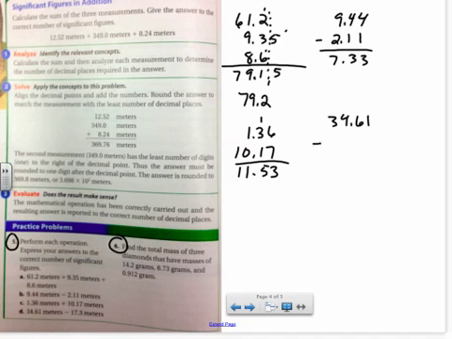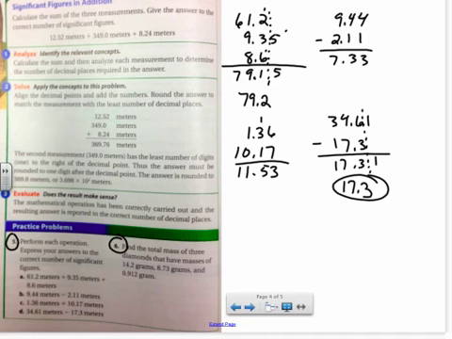Last one there, 34.61 minus 17.3. Now this one, they're not the same. One's to the hundredth, one's to the tenth. My answer can only go to the tenth, so subtract just like normal. Get that, then round off to the nearest tenth, 17.3 for the correct answer.